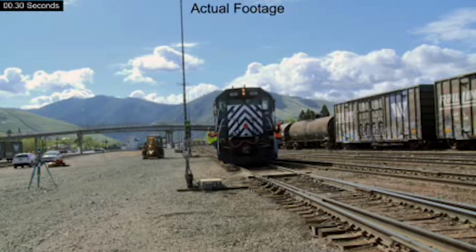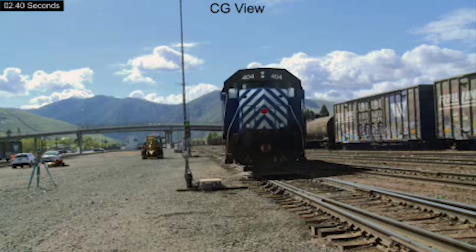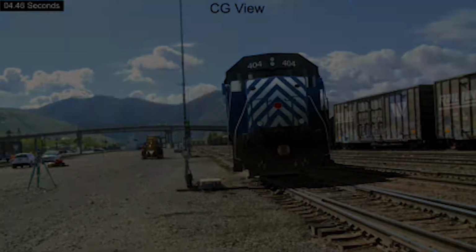Then using those 3D points, I was able to see how they all move together and solve for a single transform from it, which gave me position and rotation. And from that, I was able to recreate the exact motion of the train. You can see the actual footage and you can see the reconstructed footage that I did using that technique, and they're nearly identical.